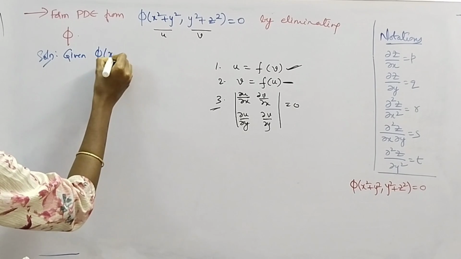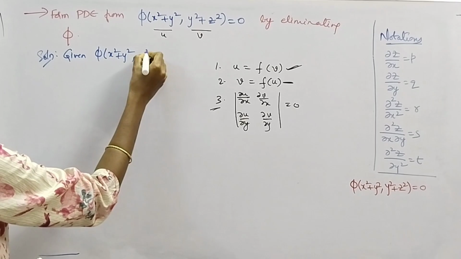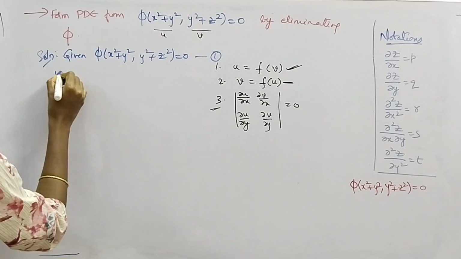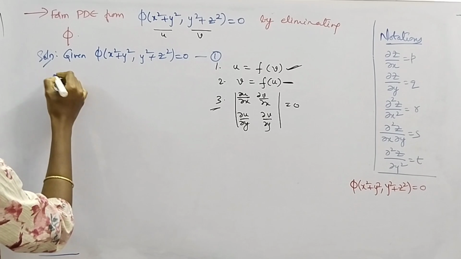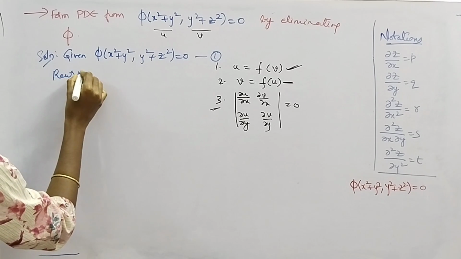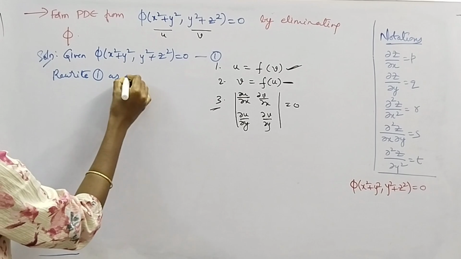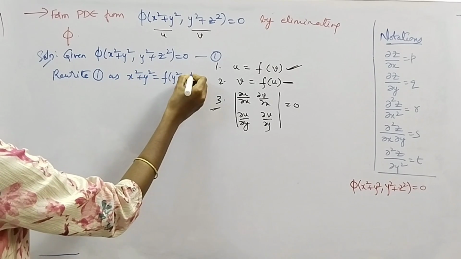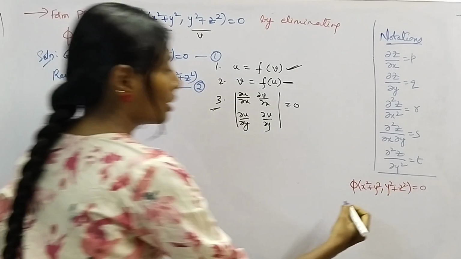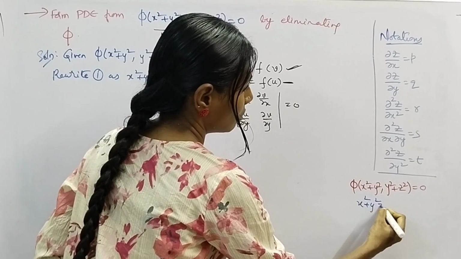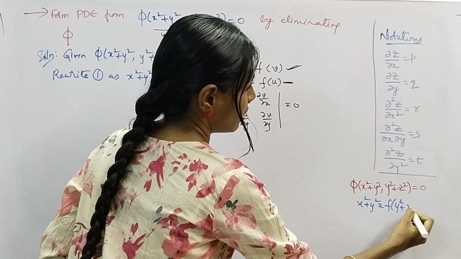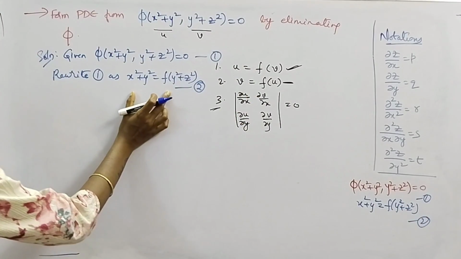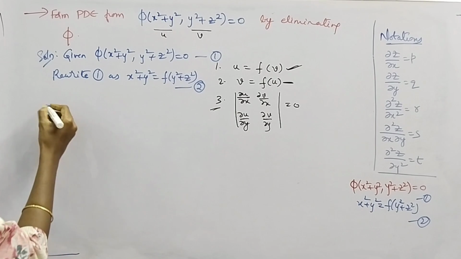Given phi of x square plus y square comma y square plus z square equal to 0, right? Consider as equation number 1. Now rewrite 1 as x square plus y square equal to f of y square plus z square. Consider as equation number 2. X square plus y square equal to f of y square plus z square, right? Fine. Now partially differentiate it with respect to x and also with respect to y.